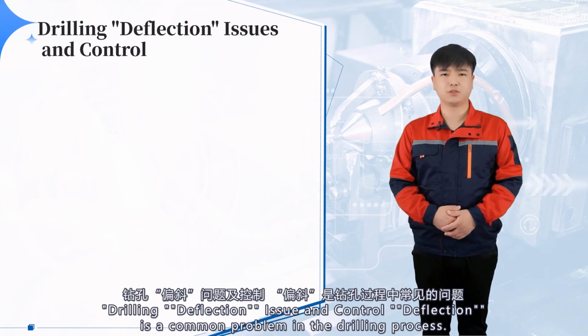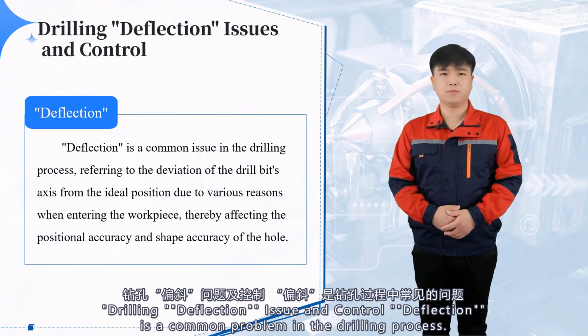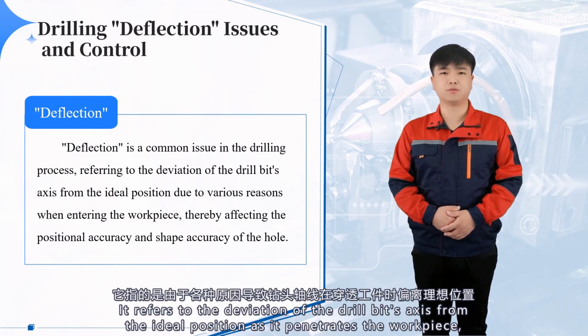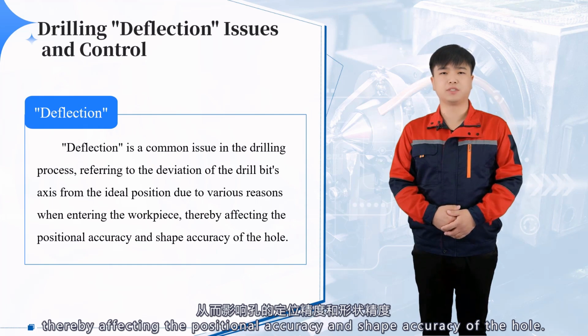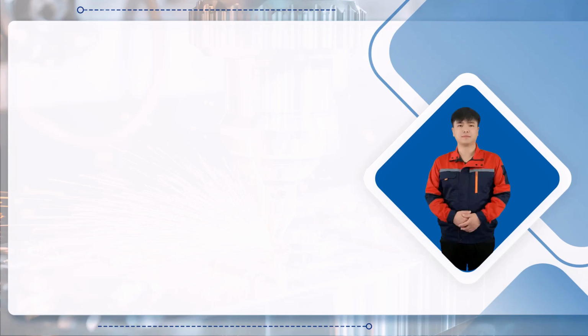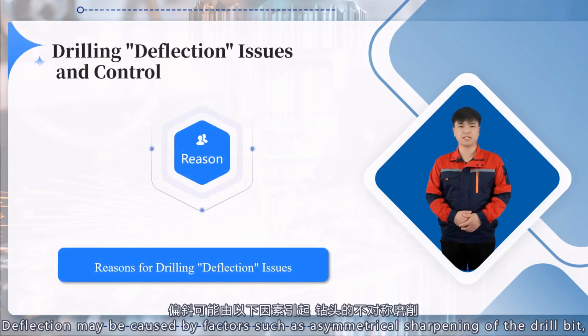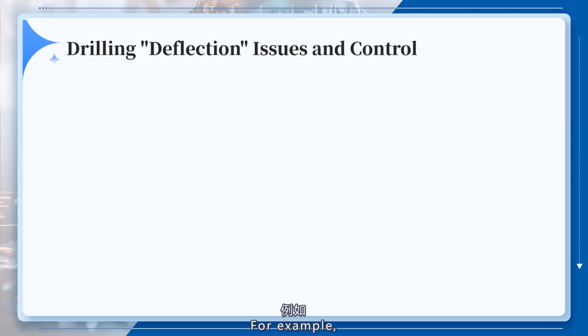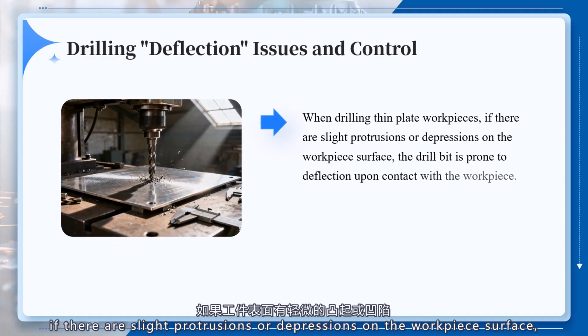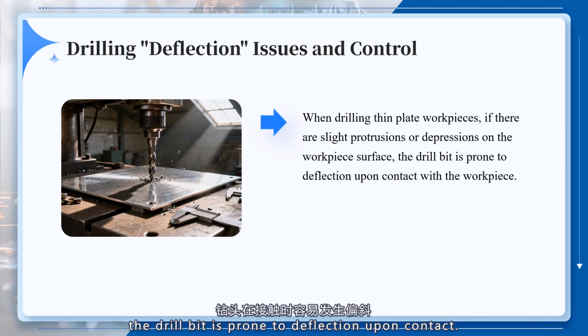Drilling deflection, issue, and control. Deflection is a common problem in the drilling process. It refers to the deviation of the drill bit's axis from the ideal position as it penetrates the workpiece due to various reasons, thereby affecting the positional accuracy and shape accuracy of the hole. Deflection may be caused by factors such as asymmetrical sharpening of the drill bit, uneven workpiece surface, or unbalanced cutting forces. For example, when drilling thin sheet workpieces, if there are slight protrusions or depressions on the workpiece surface, the drill bit is prone to deflection upon contact.